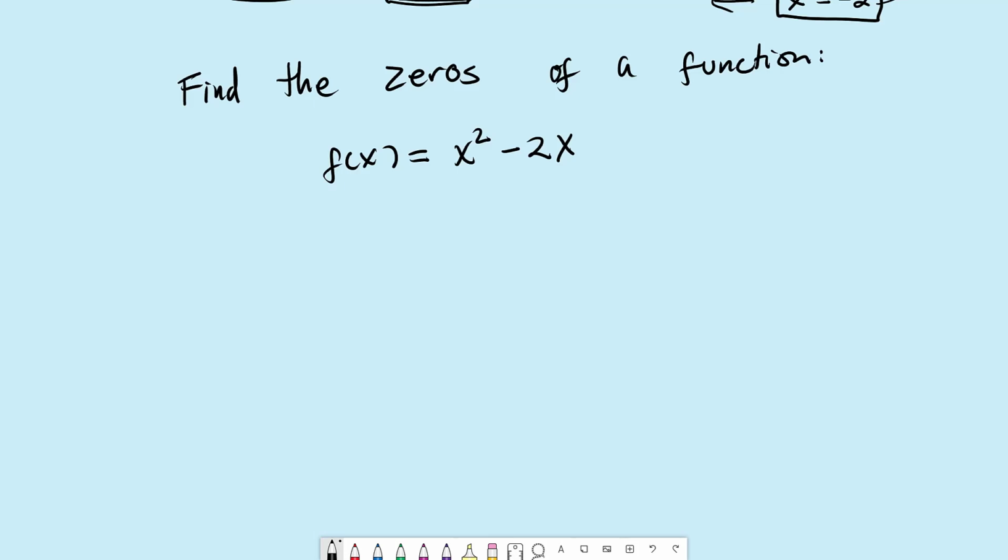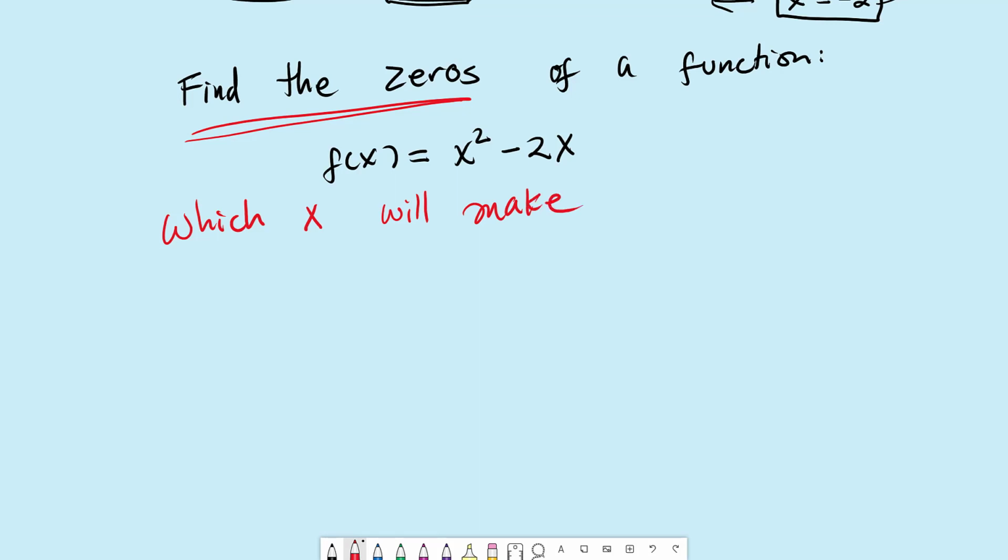So first of all, let's talk about what find the zeros means. Well, find the zeros of a function means that we're asking which x's will make f of x equal 0. So that is the definition of a zero. Okay? Definition of the zero of a function. Which x will make f of x equal 0. So we're not looking at x equals 0, we're looking to make the function equal 0. So that is the definition of finding the zeros.